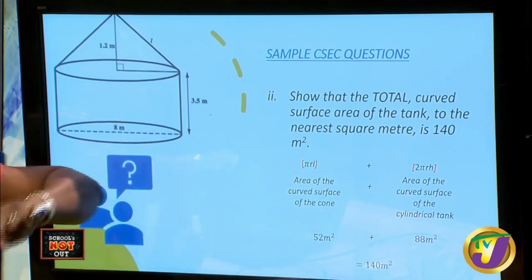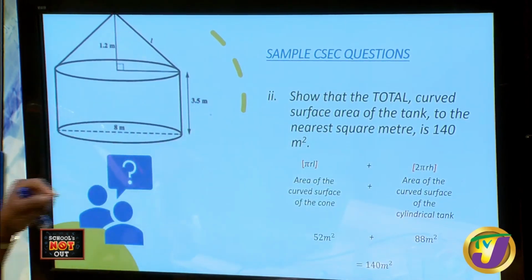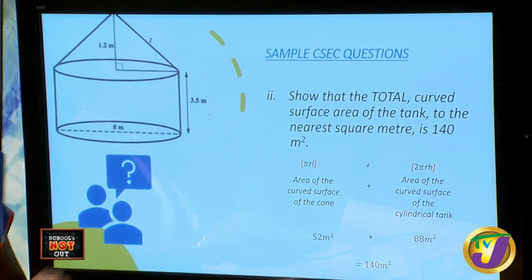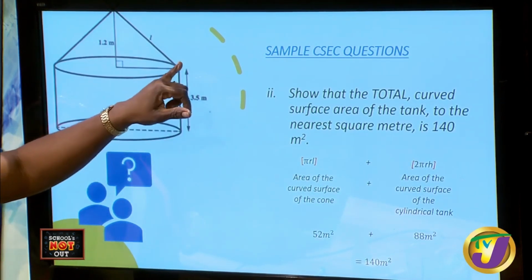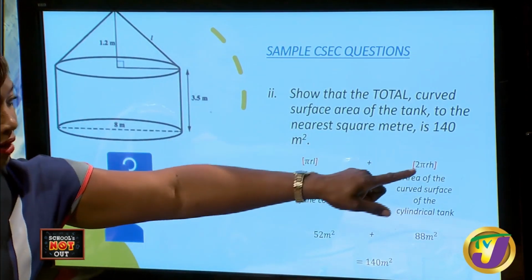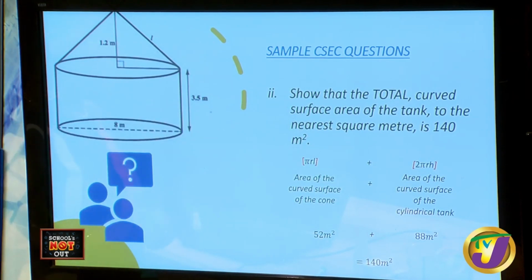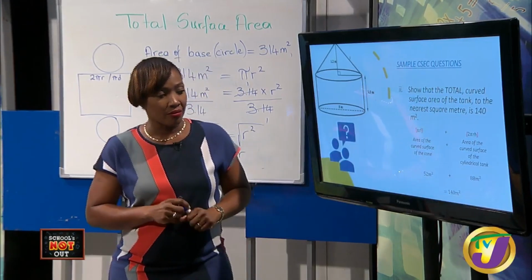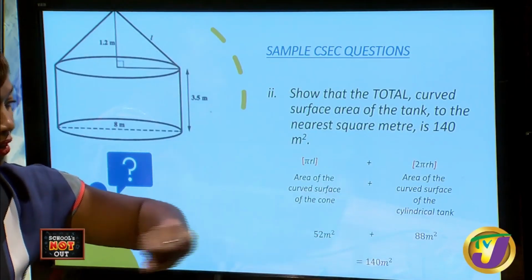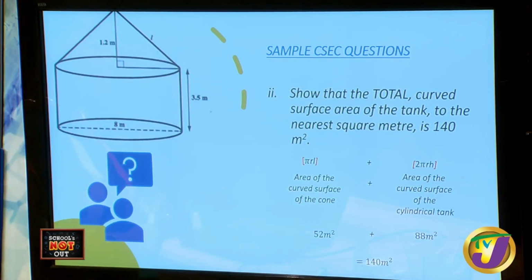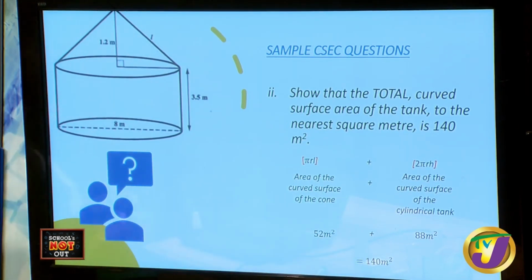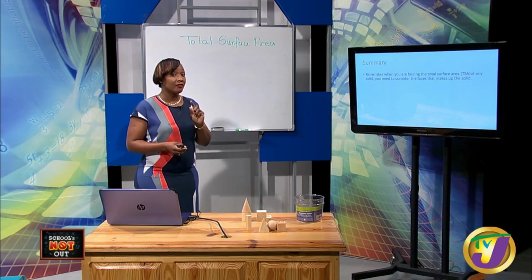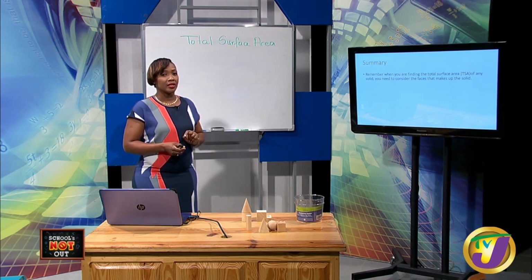And then we'd add it to the area of the curved surface of the cylindrical tank, which is here, which is 2 pi RH. We're given H, and we know what the R is. We are also given the radius. So we pretty much can substitute those values, and this would work out to be 52 square meters, and this would work out to be 88 square meters. Adding those together, 140 square meters.